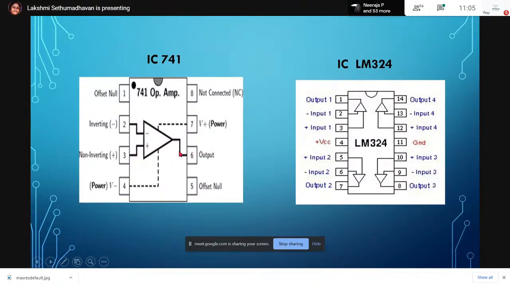So this is IC741. This is another IC, LM324. In fact, I just wanted to highlight that this IC doesn't have a minus VCC, but it works with plus VCC and ground is enough. If this is plus 15 volt, this can be zero. You don't need a dual power supply. There are ICs like that also. I just wanted to mention, that's all.